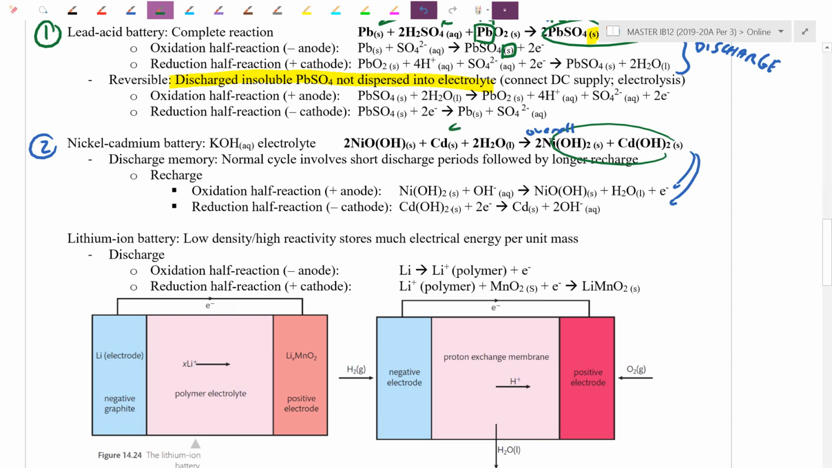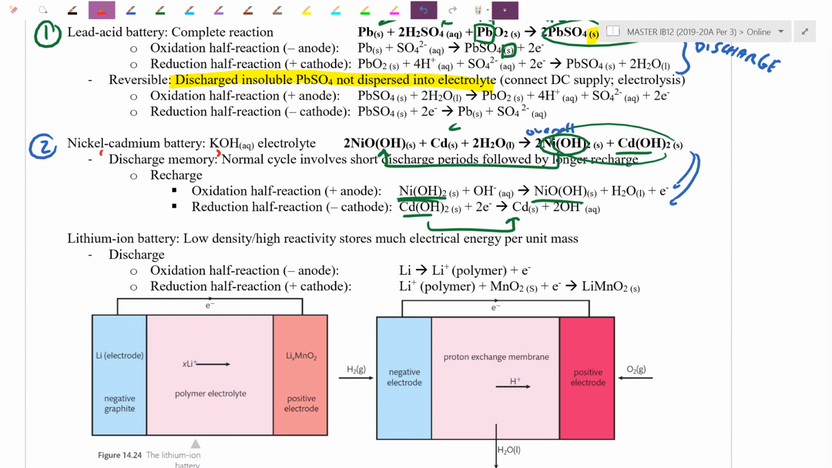I think these reactions as listed here are actually the recharges. This ends up taking the nickel hydroxide that we got from earlier and reforming this complex here, as well as the cadmium hydroxide and reforming cadmium. They introduce this term here called discharge memory. Basically, even though these reactions are reversible, nothing's 100%.